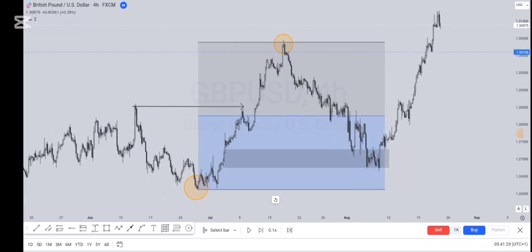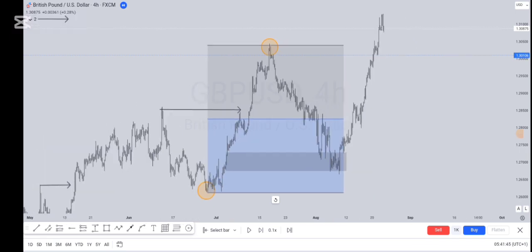You understand? So discount price is the best zone to buy the market. Now when you see FVG in a discount area, it's like telling you this is a good confirmation to buy the market. When you see an order block in a discount area, it's telling you this is a good confirmation to buy the market. You understand?